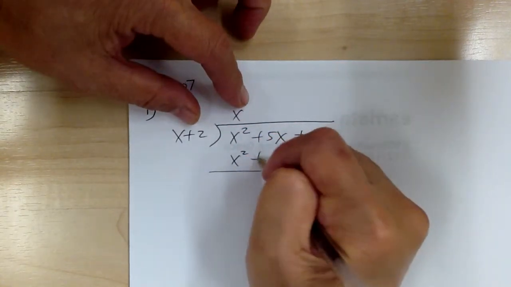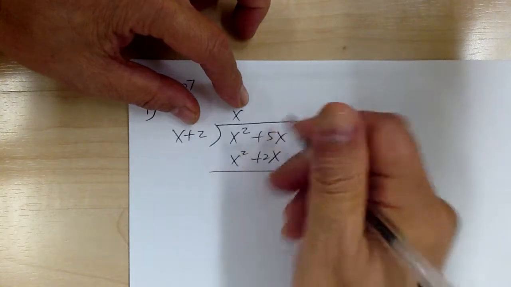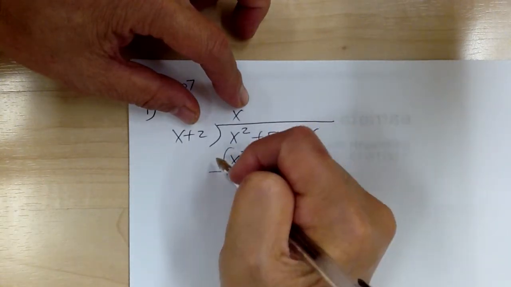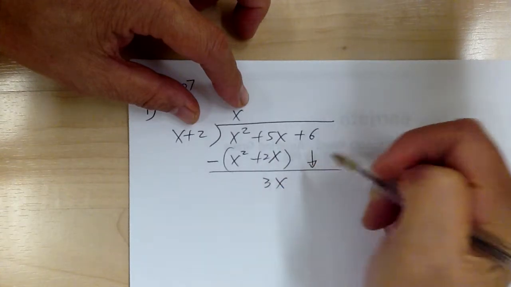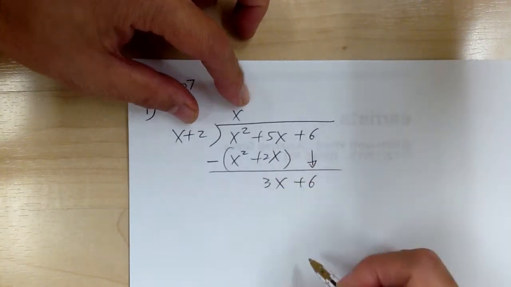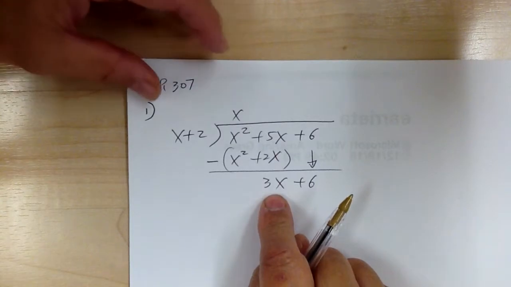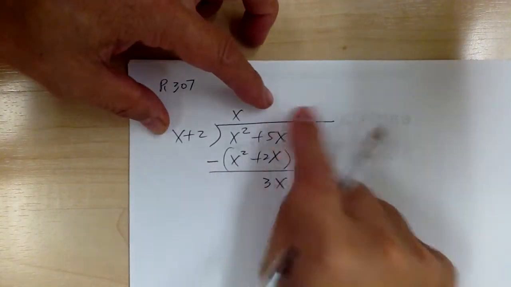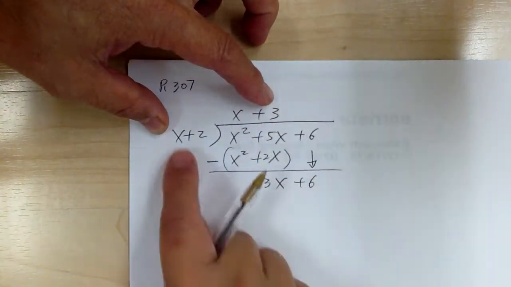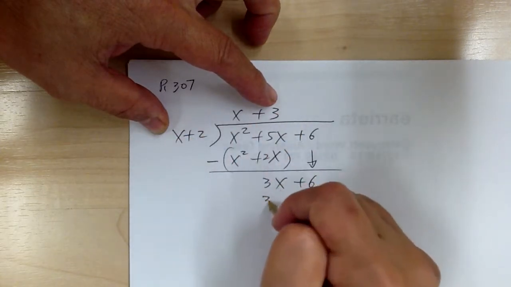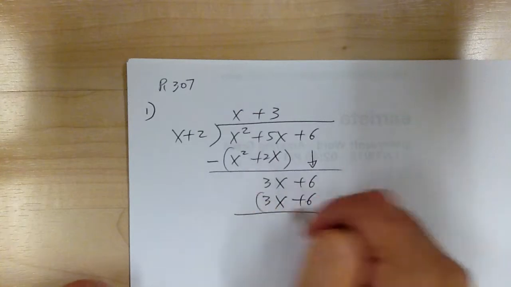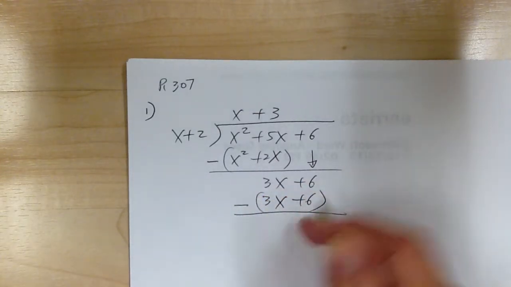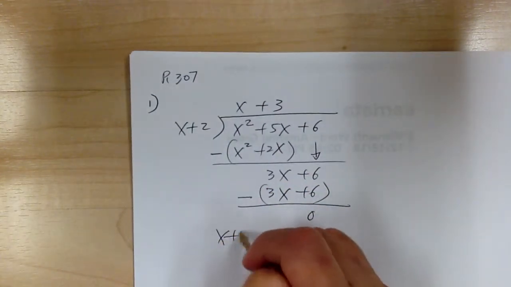And then you have to distribute. Okay, and then you put parentheses, minus. So you got 3x and you drop that. Okay, and so now you continue the process. So to get here you need to have a 3. Right? 3 times x will give you 3x and plus 6. Draw the line, subtract and come out exactly. So your answer will be x plus 3.